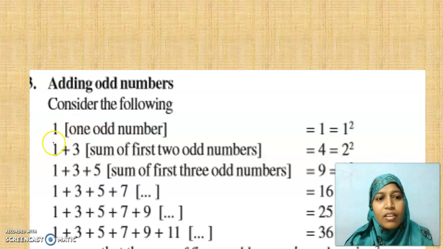Okay. See here, 1 is an odd number. If I add the next two odd numbers 1 and 3, I get 4. It can be written as 2 squared.